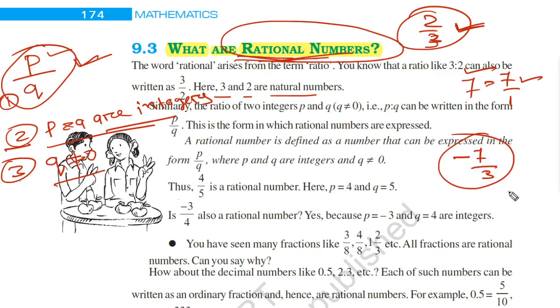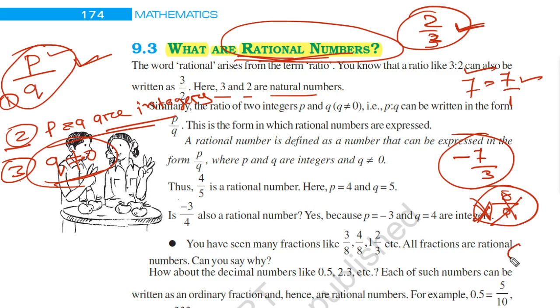Now can you say 8 by 0 is a rational number? It is in p by q form. p and q are integers; yes, 8 and 0 are integers. But q should not be equal to 0, and here you can see in the denominator there is 0. So it is not a rational number. 8 by 0 is not a rational number.